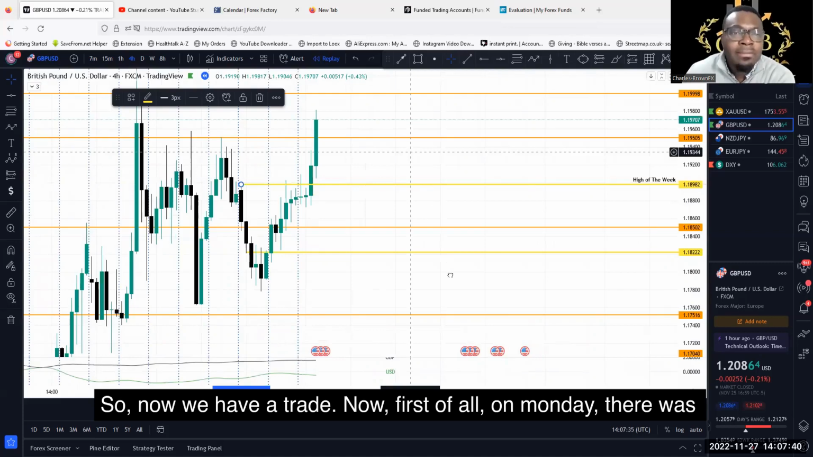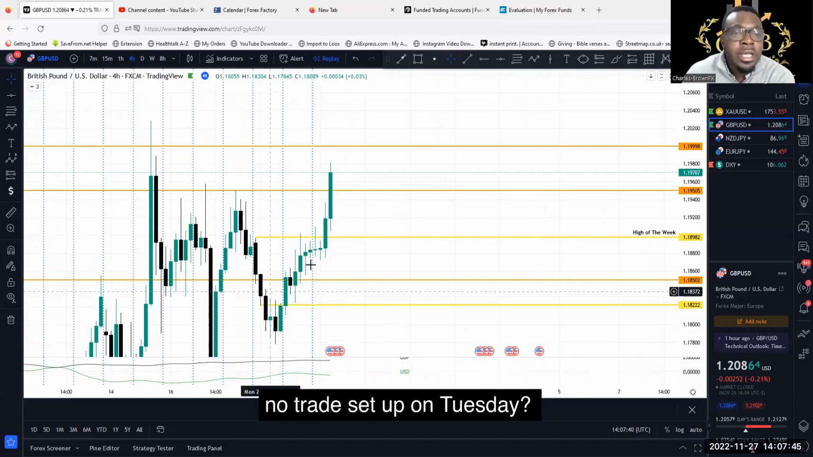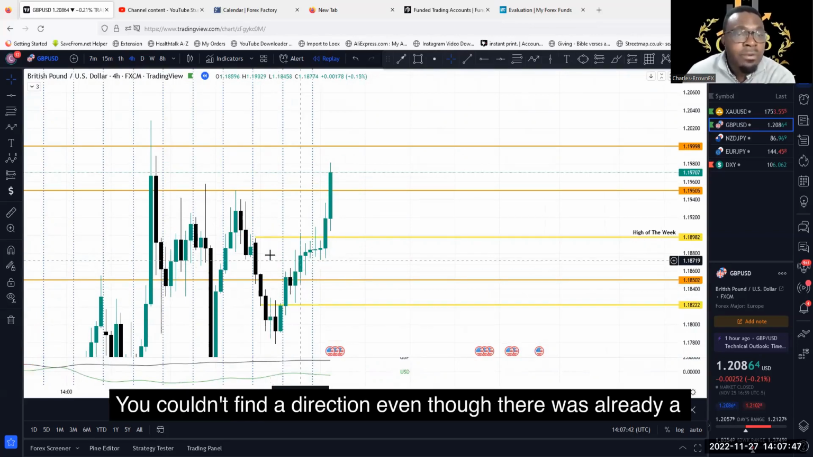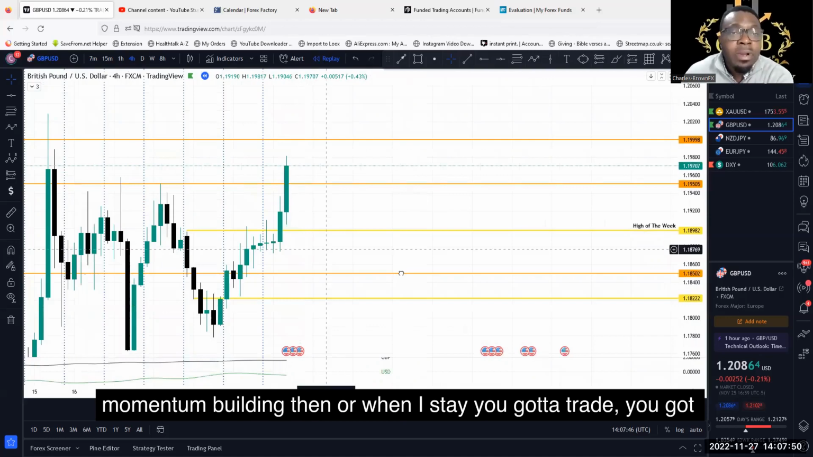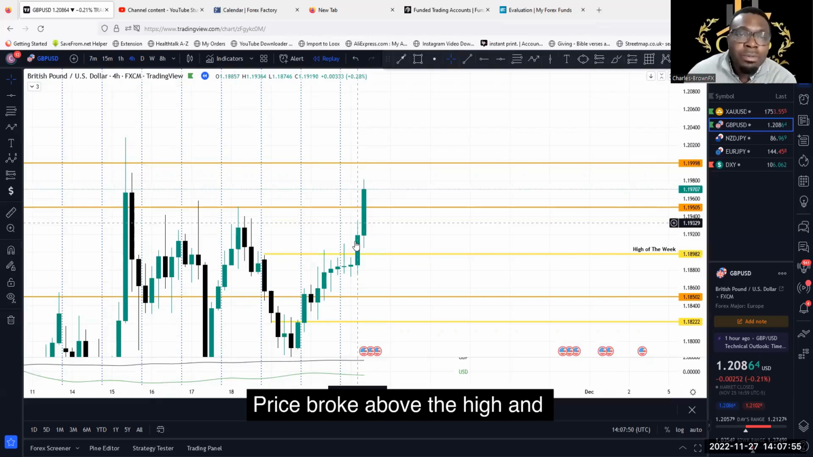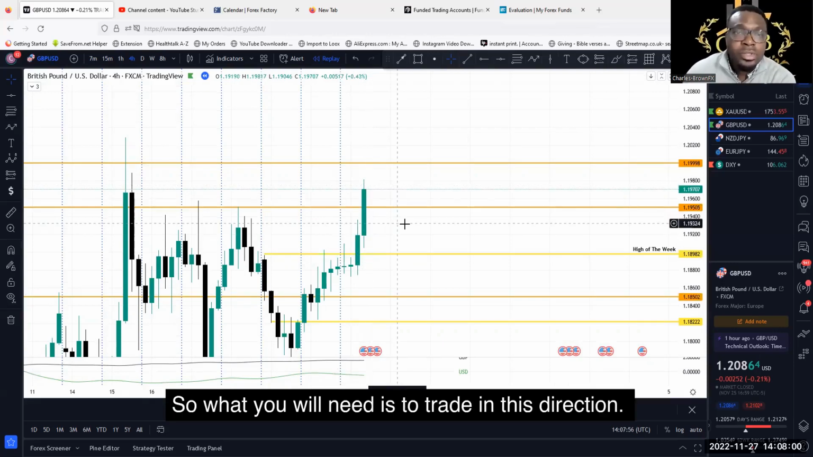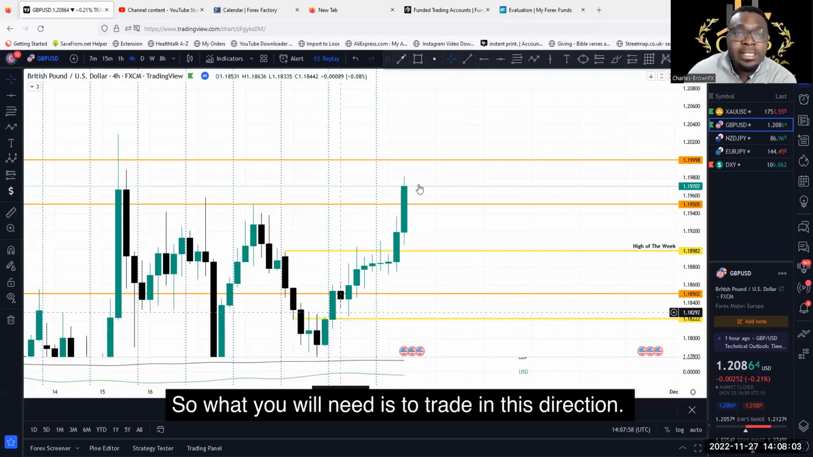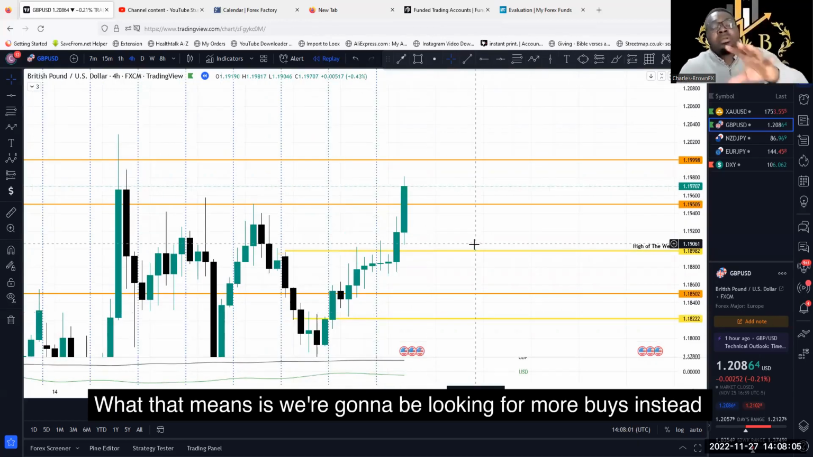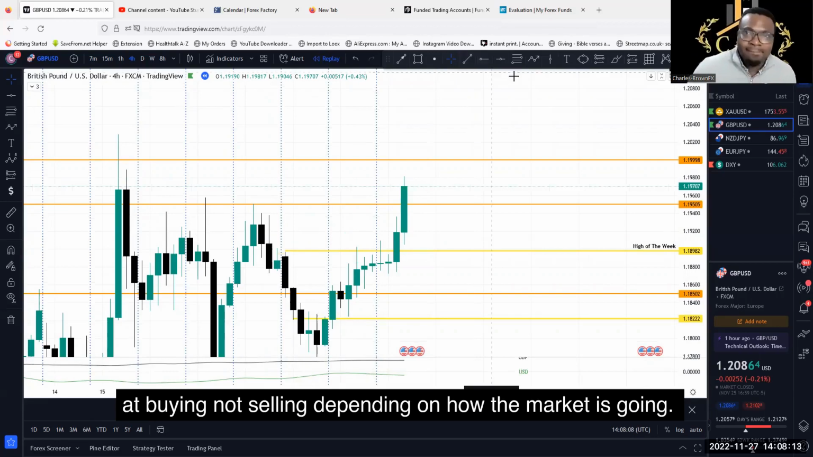So now we have a trade. First of all, on Monday, there was no trade setup. On Tuesday, you couldn't find the direction, even though there was already momentum building. Then on Wednesday, you got a trade. Price broke above the high and then broke massively above it. So you need to trade in this direction. That means we're going to be looking for more buys instead of selling. On Wednesday, Thursday, Friday, you should be looking at buying, not selling, depending on how the market is going.